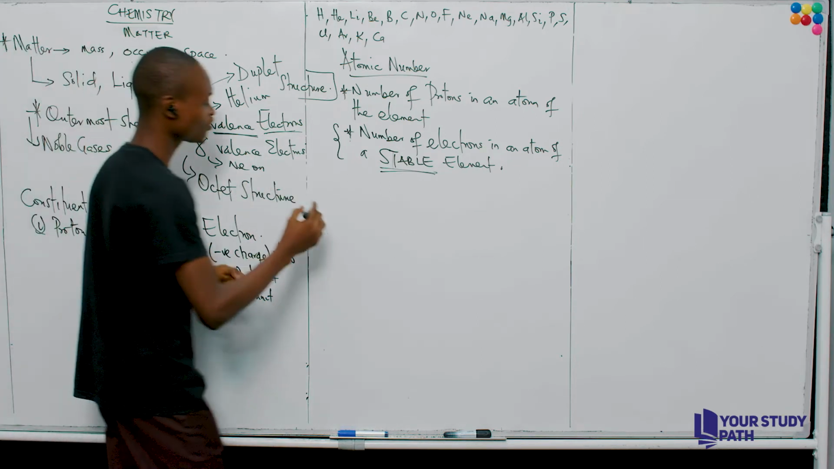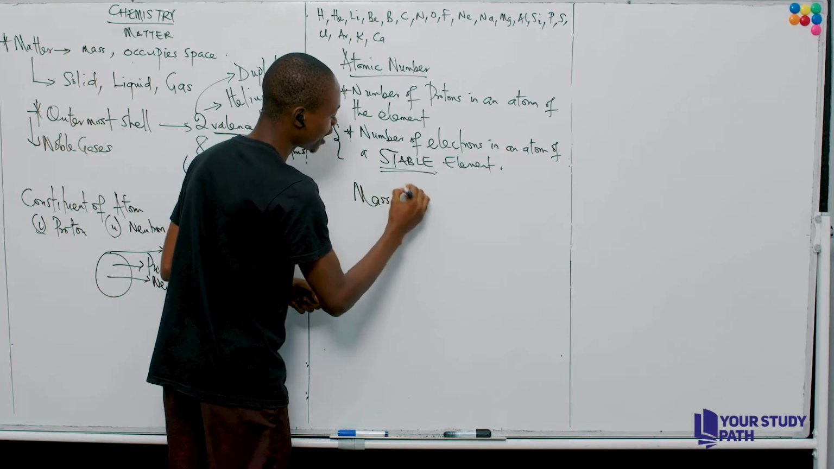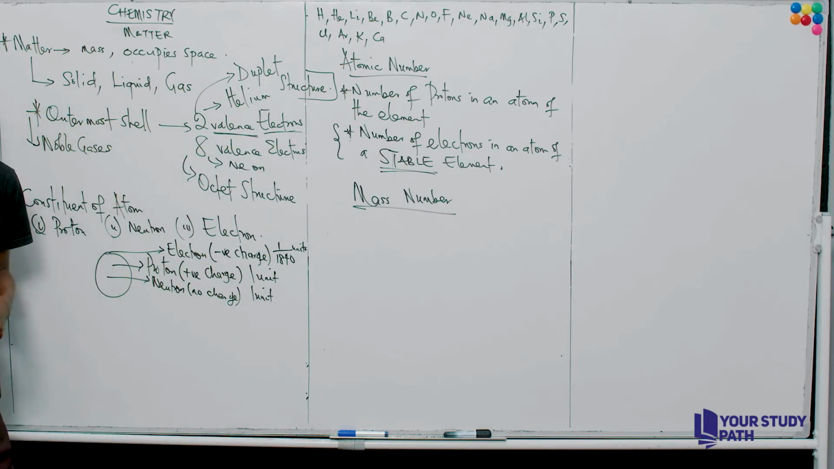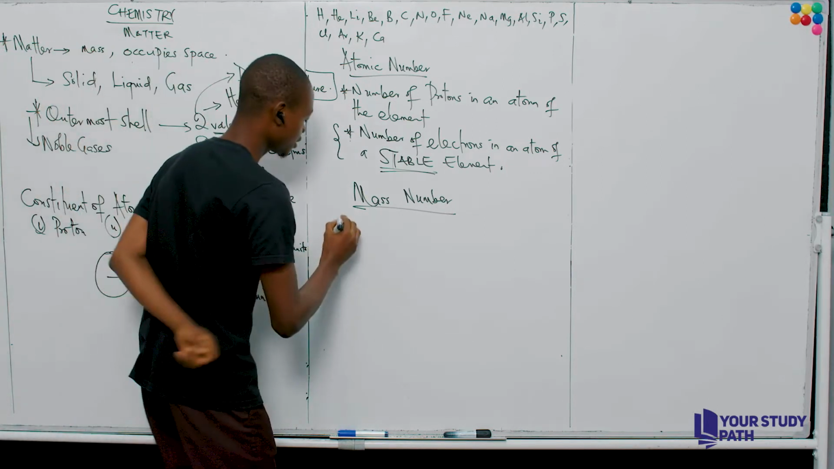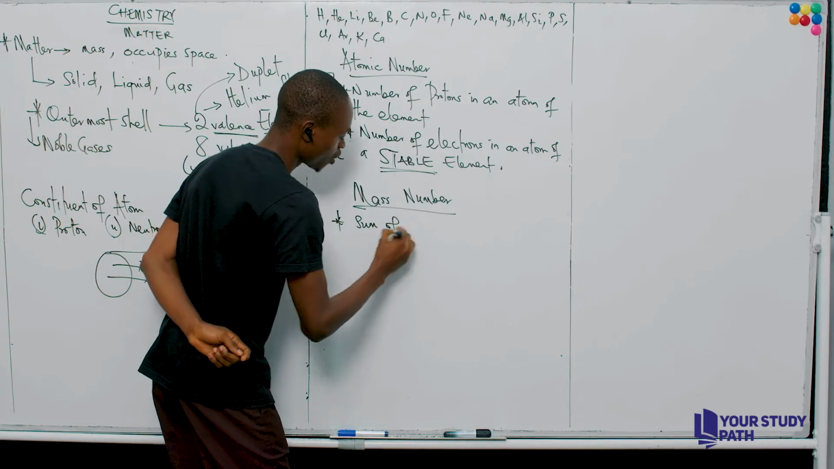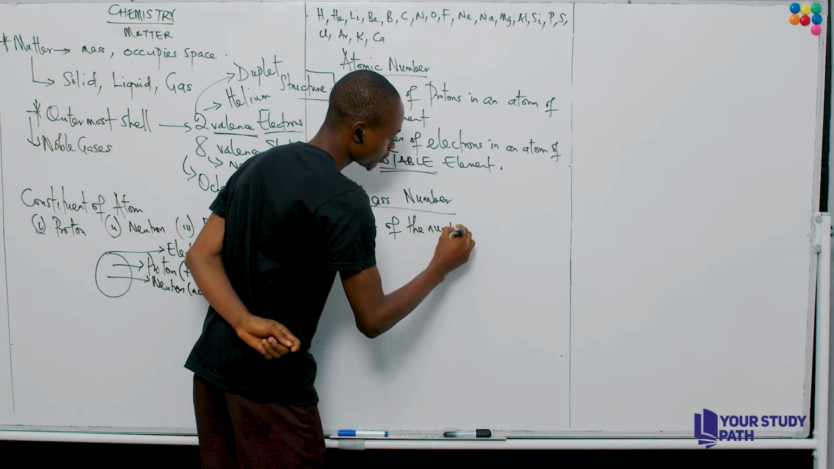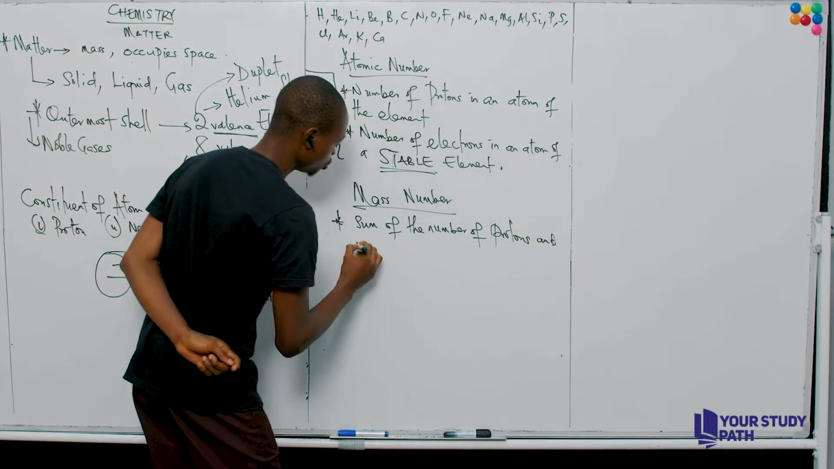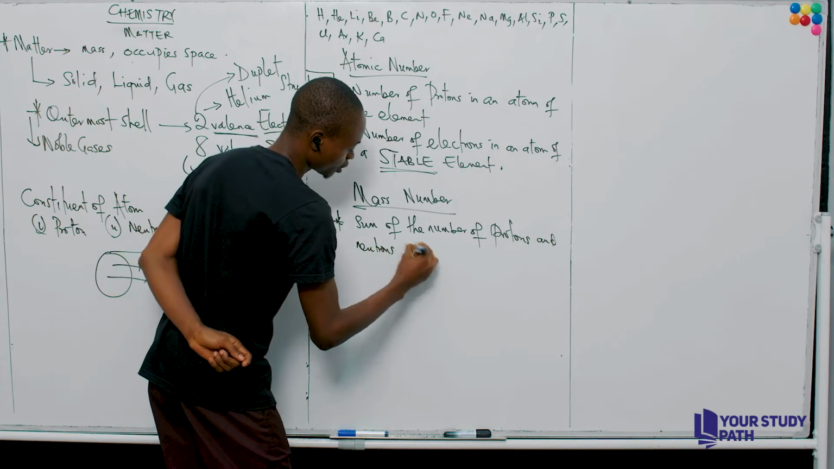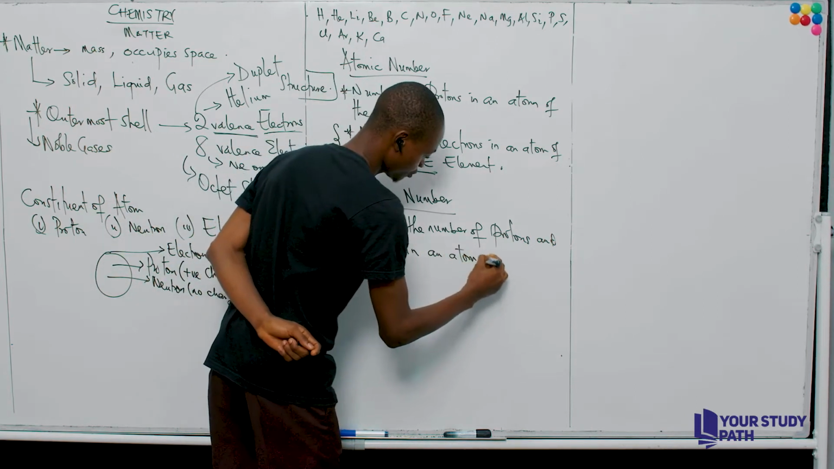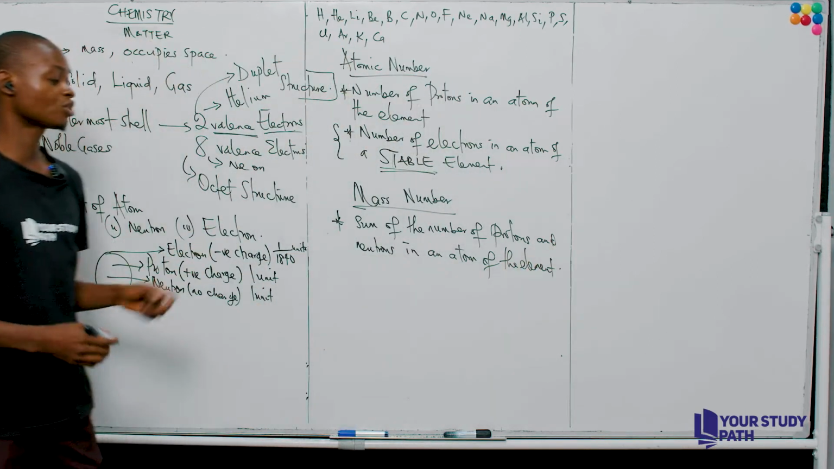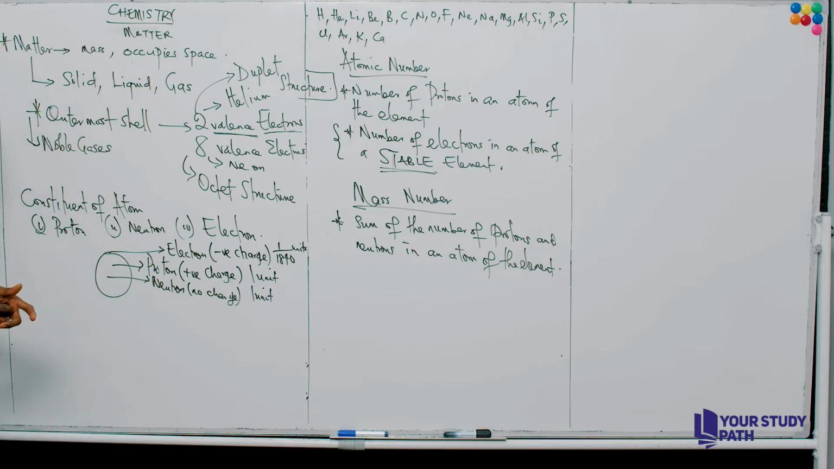But first, let us define something else. Let us define the mass number. Now, how do we define the mass number? The mass number is defined, again, as the sum of the numbers of protons and neutrons in an atom of the element. Which means if you put the number of protons and the number of neutrons together, that would give you the mass number.